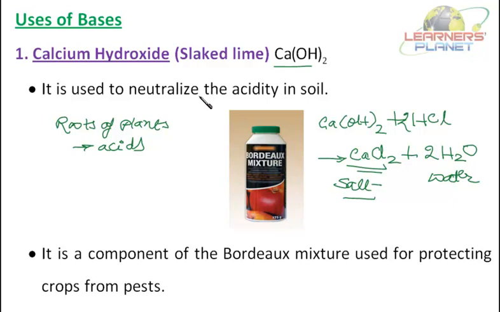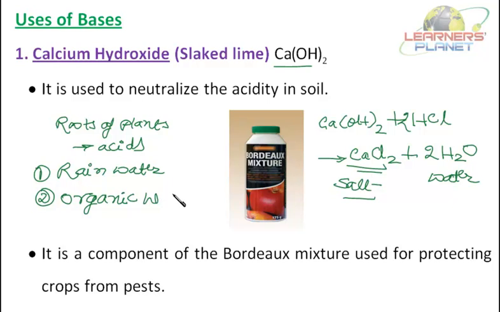So, slaked lime or calcium hydroxide is used for what? Is used to reduce the acidity in the soil. From where this acidity has come, or from where these acids have come? These have come by rainwater or by organic wastes. Organic wastes, right? It is a component of Bordeaux mixture used for protecting crops from pests. So it's a Bordeaux mixture which is used for protecting crops. Now, there also the main component is calcium hydroxide.